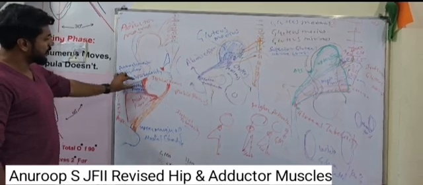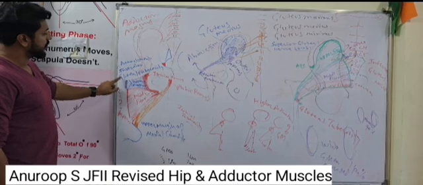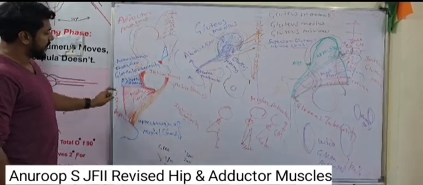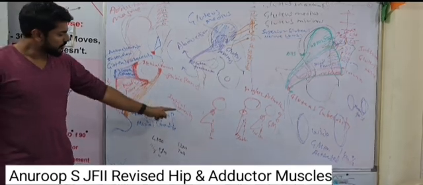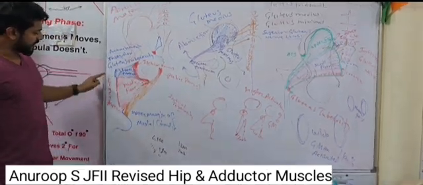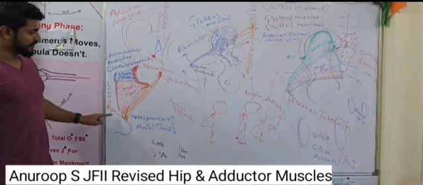Upper fiber originates from the ischial ramus and it is connected to the gluteal tuberosity. Middle fiber originates from the ischial tuberosity and it is connected to the linea aspera. Linea means straight and aspera means surface.